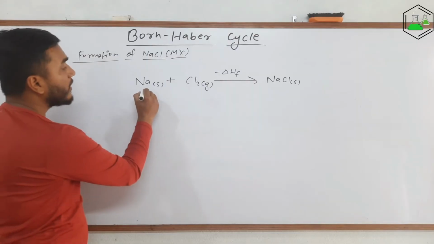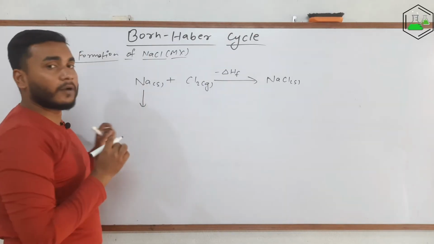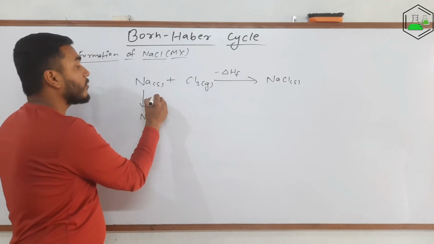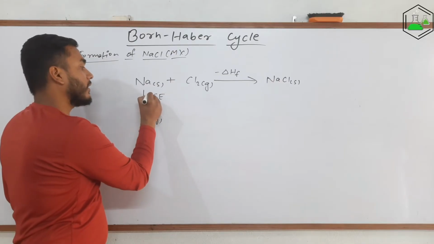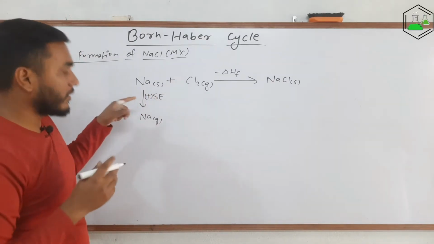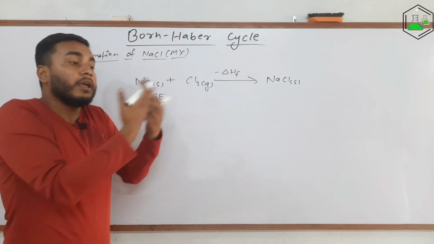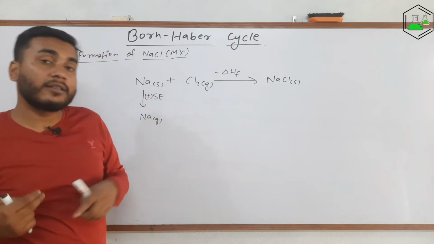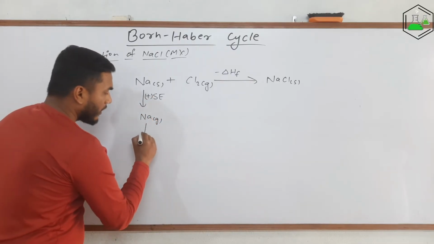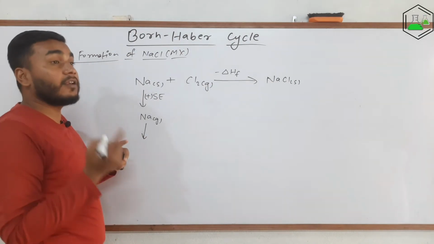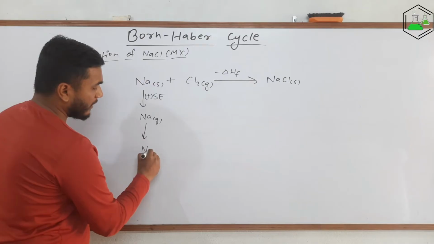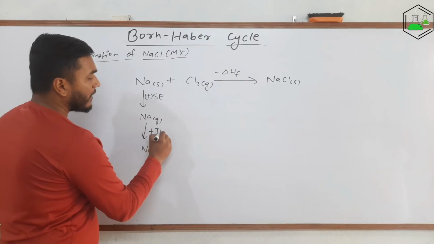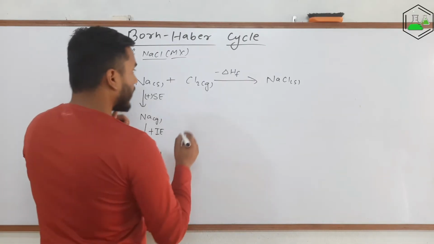So first of all, what will happen? This sodium in solid state will convert into the gaseous state. Sodium in gas. So which energy should we provide? Yes, you are correct. Sublimation energy. That is positive, because we are giving the energy. If we are giving the energy to the system, then its sign is plus. If the system is losing energy, then its sign will be minus. Now, it won't react only in gaseous state. It needs to be ionized as well. So we are ionizing it. So it will be Na plus in gaseous state. For that, we need to provide the ionization energy. You understand this correctly? Yes.